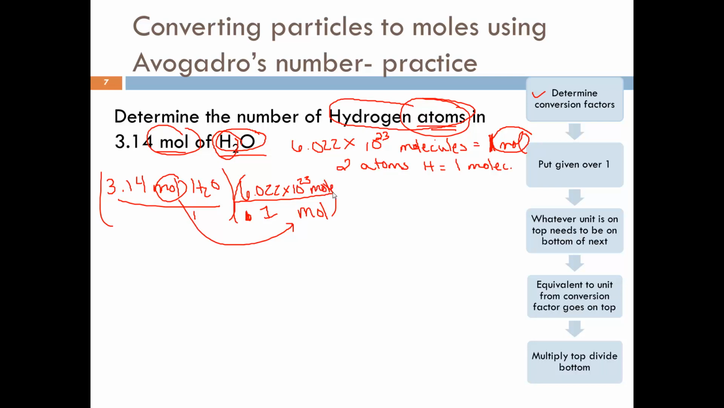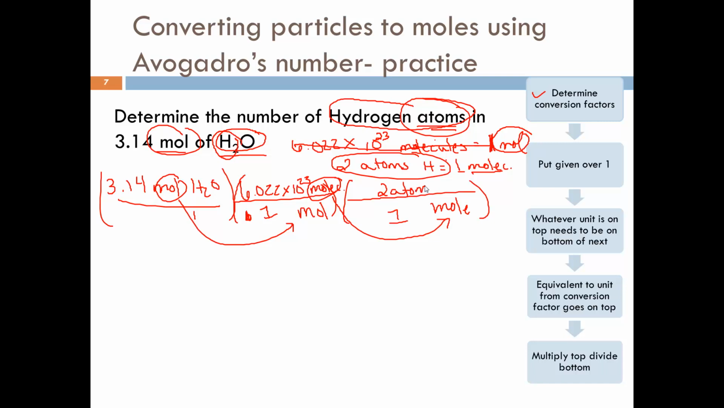I'm going to cross that out so it doesn't confuse me and I don't use it again. We have molecules on top. I'm going to put molecules on the bottom of the next one. I look for molecules, and I have the number 1. That equals 2 atoms. So for every molecule, there's 2 atoms of hydrogen.